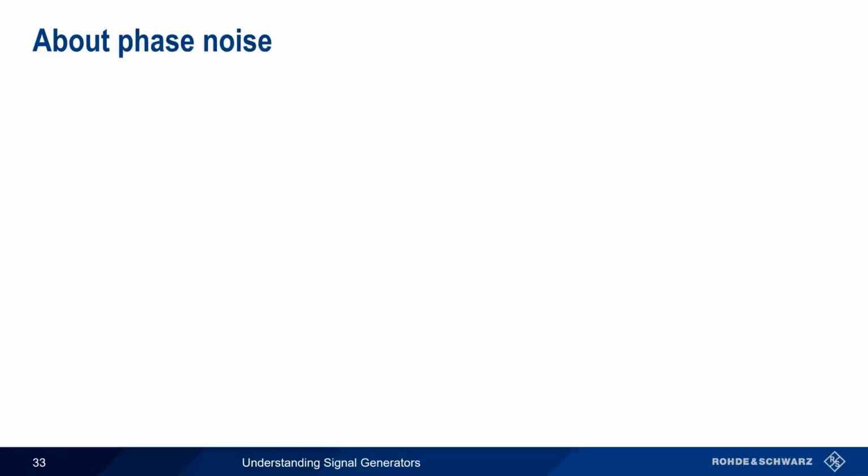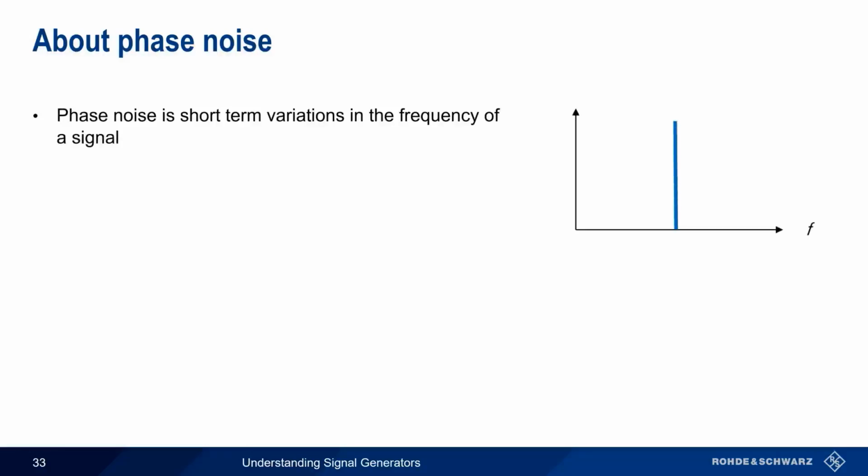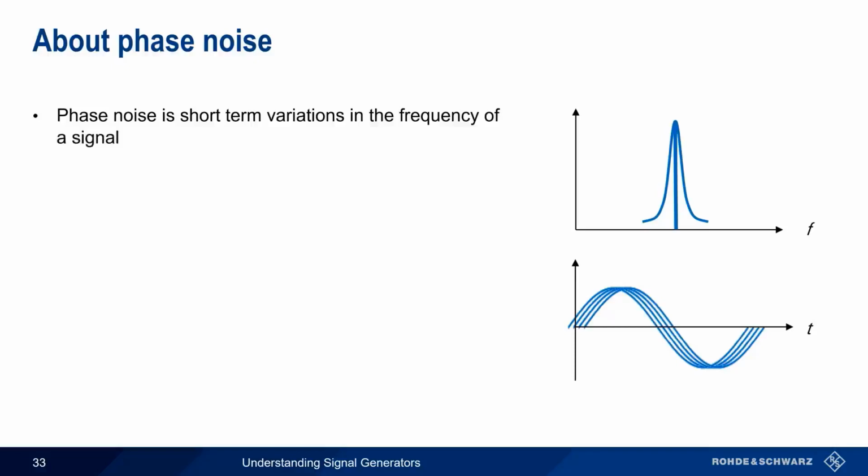The next type of impairment we'll discuss is something called phase noise. Phase noise is short-term variations in the frequency of a signal. A signal with a fixed, non-changing frequency looks like a thin line in the frequency domain and a stable sine wave in the time domain. If the frequency of the signal changes, we see a spreading of the signal, or skirts, in the frequency domain, and a jittered signal in the time domain.